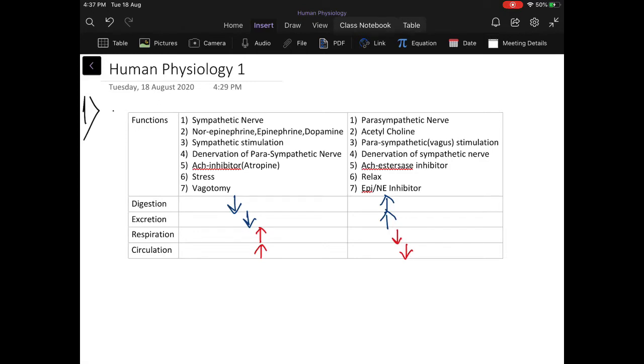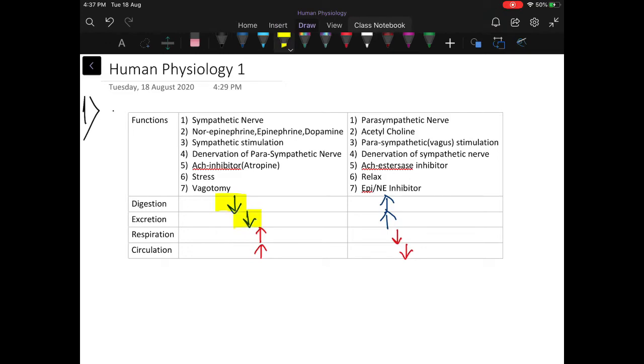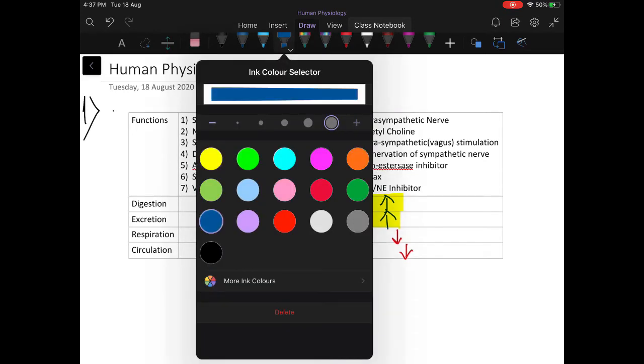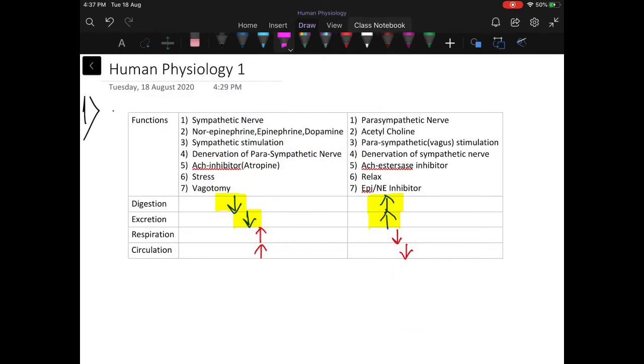And now we will write about the effects of the 7 topics on the left hand side. On digestion, it decreases the digestion. Excretion, it decreases the excretion. And its opposite, the parasympathetic group, increases the digestion and increases the excretion. And it works exactly opposite on the respiration and circulation systems. The sympathetic group increases the respiration and increases the circulation. The parasympathetic group decreases the respiration and circulation. I will give you time to copy this table, so that we can move to the next topic.